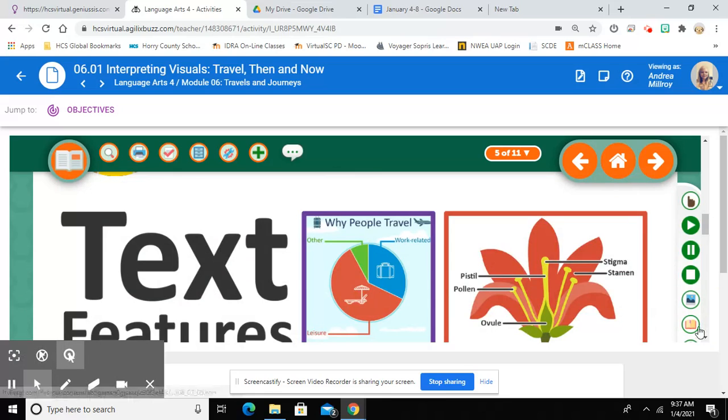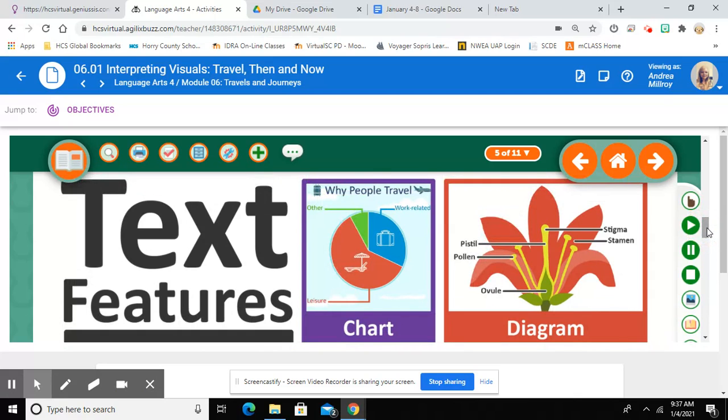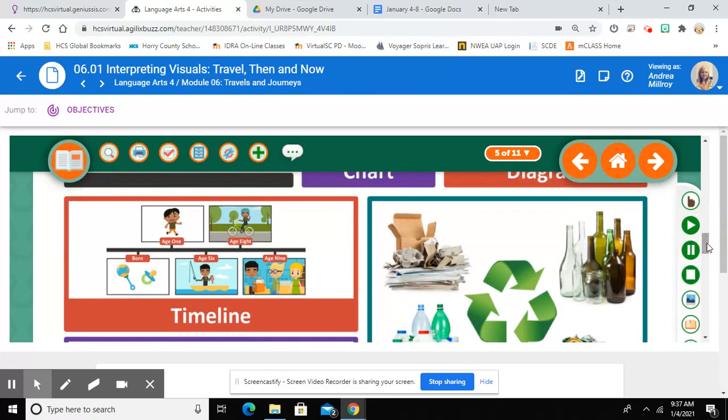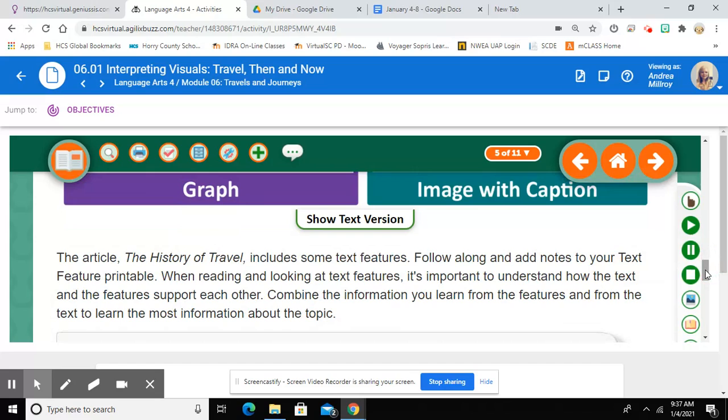Here's a chart of text features. Why people travel. That's a chart. The diagram of a flower. A timeline. An image with captions and a graph. The article, The History of Travel, includes some text features.